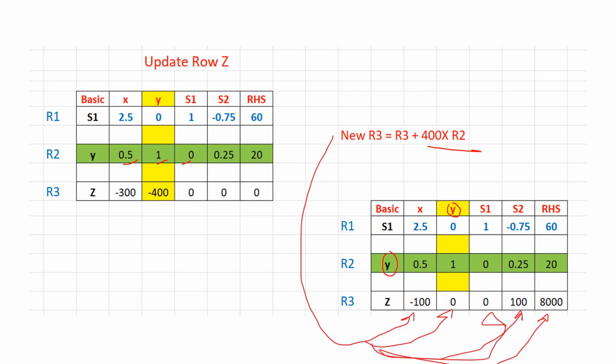Now finally you observe this Z row here: minus 100, minus 100, 8000. The most negative is this one, so this is the column that has to be chosen. Then again the ratio test has to be done. So how will you do that? You divide this 60 by 2.5. You divide 20 by 0.5.